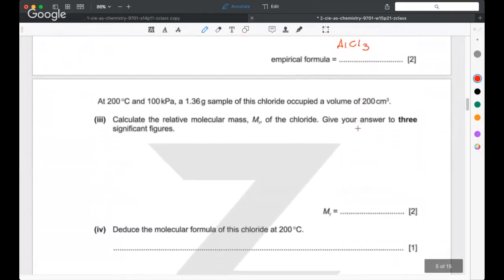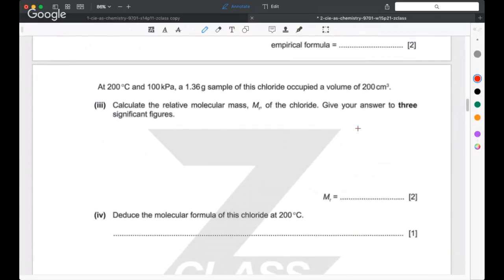Good, so we've got the empirical formula, and now we're going to work down here to work out the molecular formula a bit later on. But the first thing that they want you to calculate is the relative molecular mass of this chloride. And they're giving you a temperature here, they're giving you a pressure, they're giving you a mass, they're giving you a volume. And you could spot, couldn't you, that probably you're going to be using the ideal gas equation. So PV equals nRT.